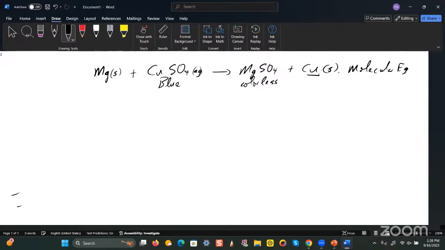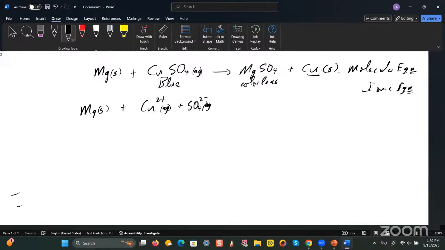So what we're going to do now is write down in the next step the ionic equation, right? So how do we get from the molecular to the ionic? We have to ask ourselves, which substances will dissociate in an aqueous solution? Now, the magnesium itself will not dissociate because it's a solid by itself, right? So I'm just going to rewrite this here. But the copper 2 sulfate will undergo dissociation to form Cu2+ aqueous and SO4 2- aqueous, right?